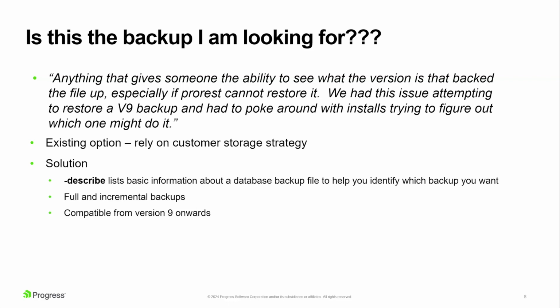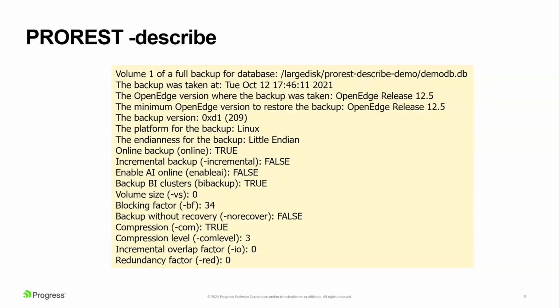We've added an option to ProRestore, the -describe option, which lists basic information about a database backup file to help you identify which backup you want. It works for both full and incremental backups, and it's compatible from version 9 onwards. Here's the output. That's an example for a full backup. Notice that it's telling you date and time. It gives you the database name. It's also helpful with giving you the minimum OpenEdge version that you'll be able to restore this backup with. It identifies platform, if it was online, incremental, your compression level, etc.